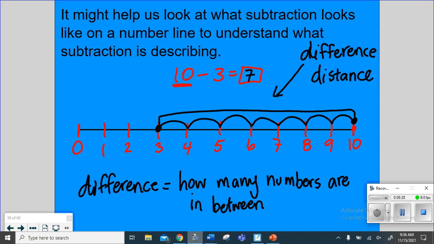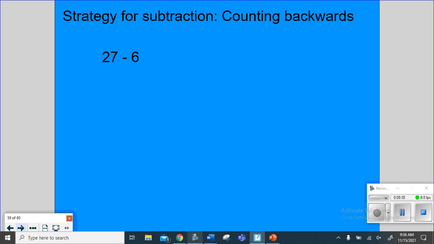Go ahead and turn the page. Go ahead and title that next blank page, Counting Backwards. That's going to be our first strategy for subtraction, is counting backwards. You can write the equation 27 minus 6. To solve 27 minus 6 using the counting backwards strategy, what would I do?